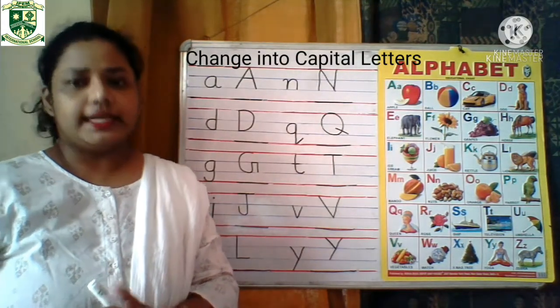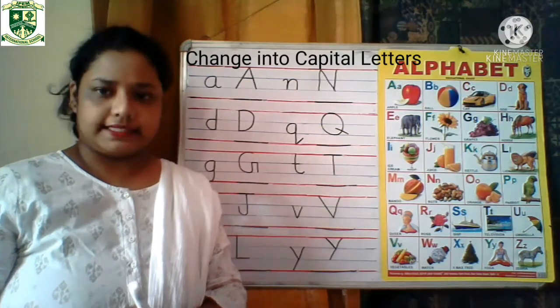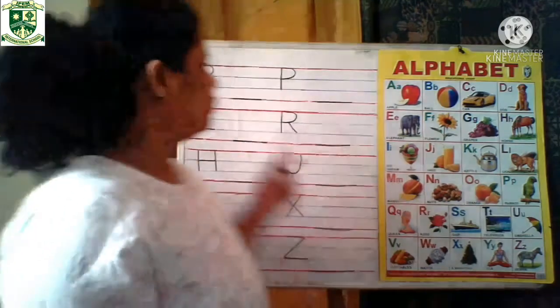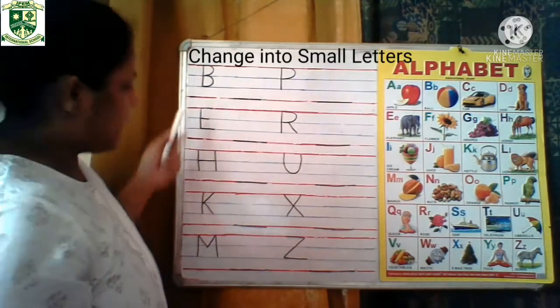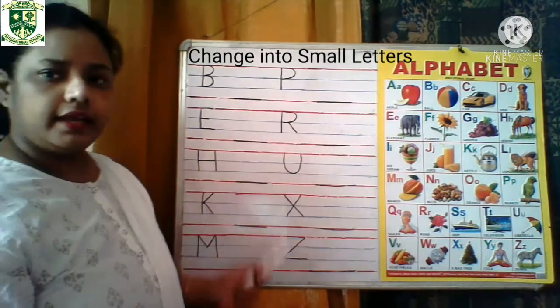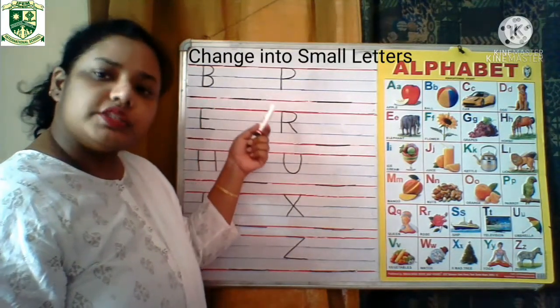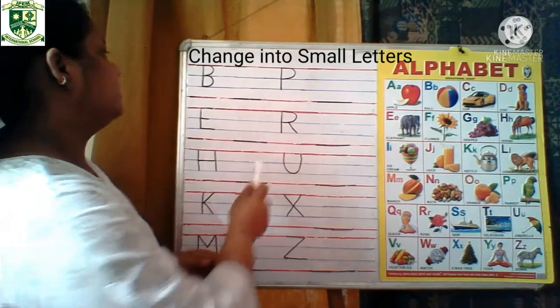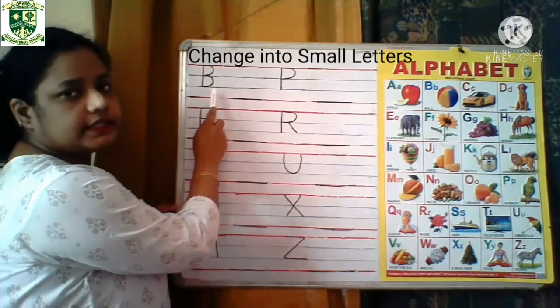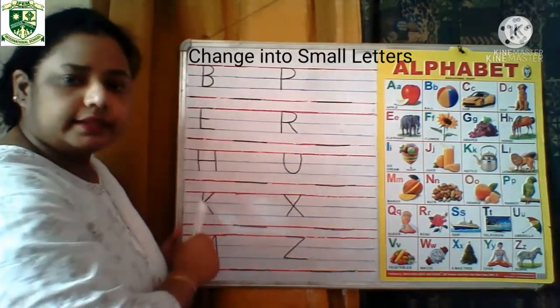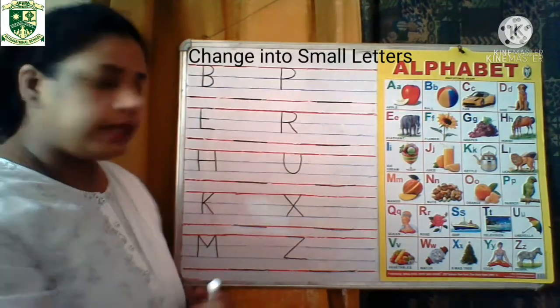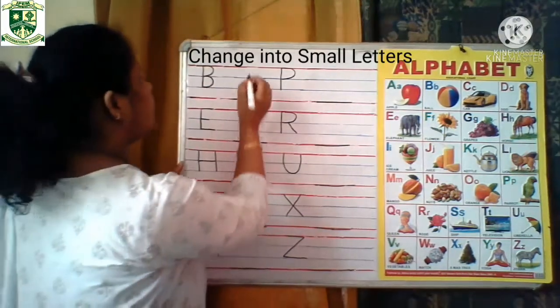Okay, now let us move on to another exercise. In this exercise, these are the capital letters, and we have to change these capital letters into small letters. Now what is this, children? This is capital B. Now tell me how we'll make a small b.